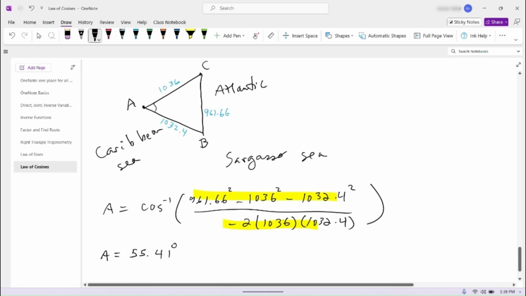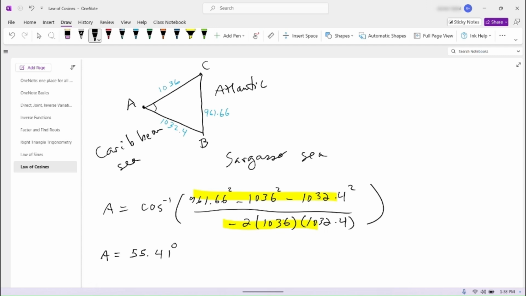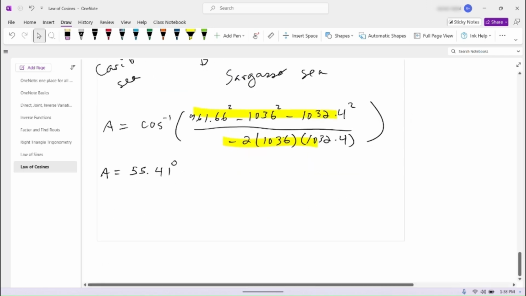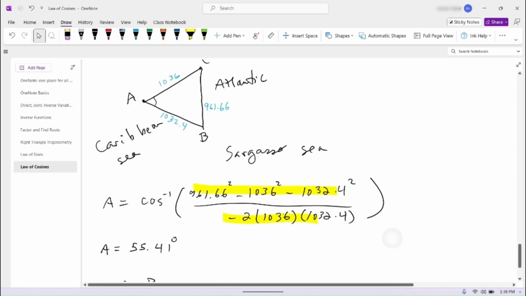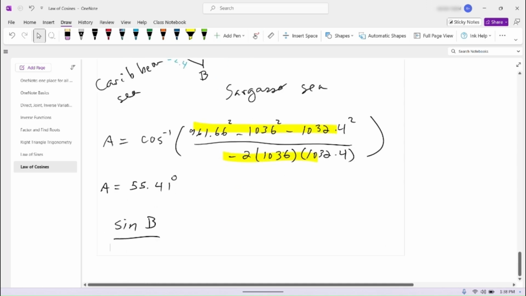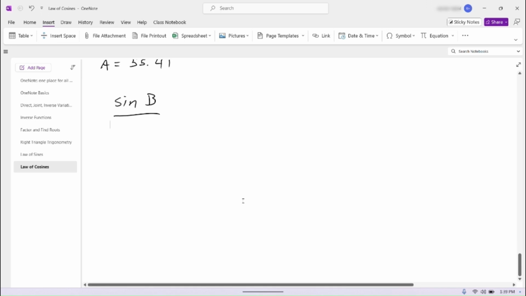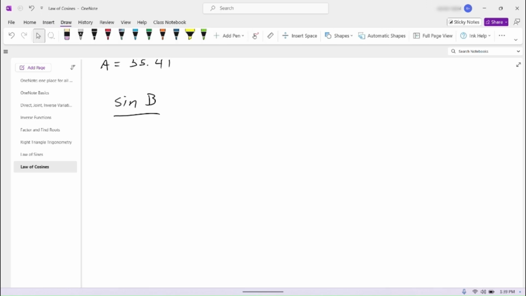That's the angle formed between Puerto Rico, Miami, and Bermuda. Now we can use law of sines to solve for the other angles. So let's solve for angle B. Using law of sines, we can say sine of B over B, which we said is 1036.